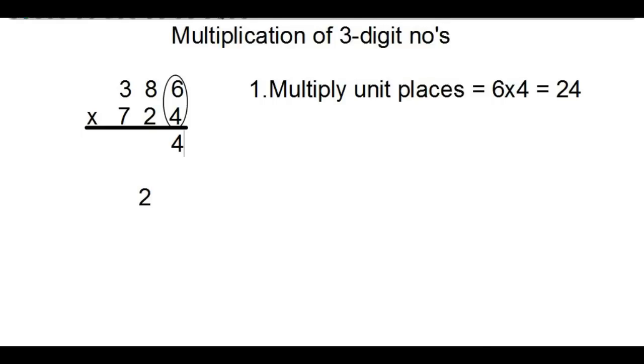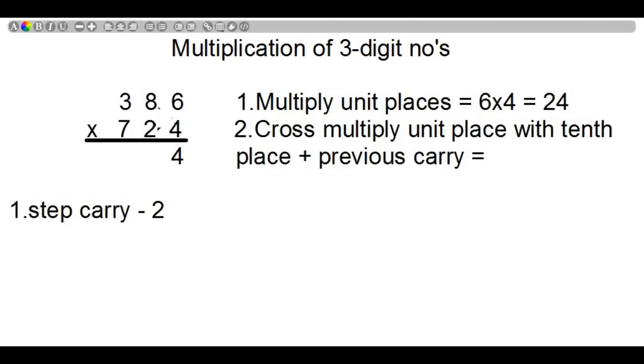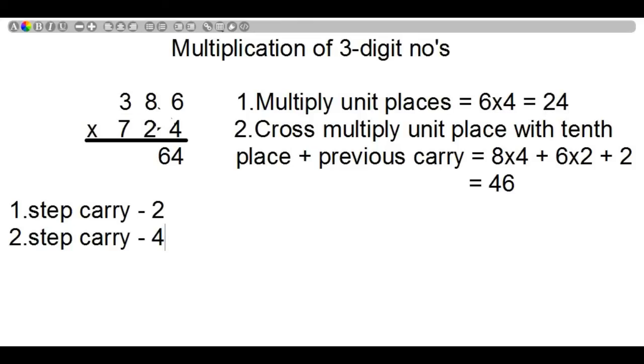The second step is to cross multiply unit spaces with tens places. So 8 into 4, 32. 2 into 6, 12. 32 plus 12 is 44. 44 and 2 is the carry. So 44 plus 2 is 46. So we take 6 in the answer and now 4 gets carried forward. So as you can see, the first 2 steps are quite similar to what we do in case of 2-digit multiplication. The first step is unit space multiplication. Second step is cross multiplication of unit space and tens place.